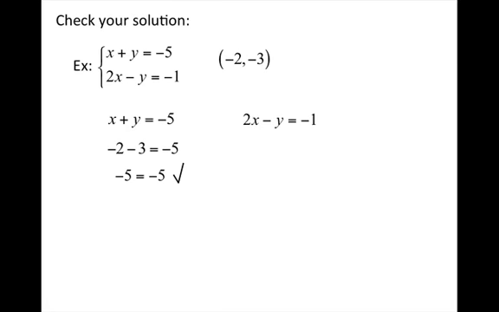In the 2x minus y equals negative 1, let x be negative 2 and let y be negative 3. So I have 2 times negative 2 minus a negative 3 equals negative 1. Well, 2 times negative 2 gives me a negative 4. Minus a negative 3, the double negative changes to a positive 3. And negative 4 plus 3 is negative 1. So this solution checks in both equations. If you were asked if this was a solution and it did not check in one of the equations, the answer would have been no.